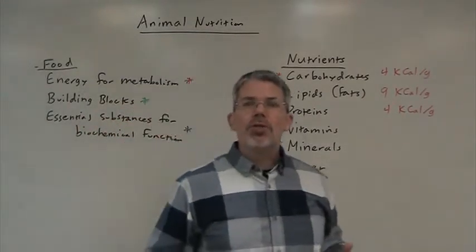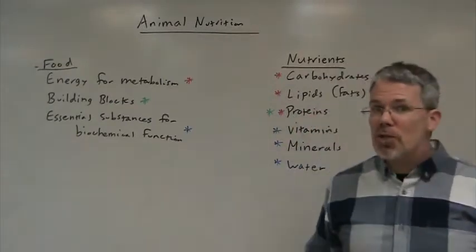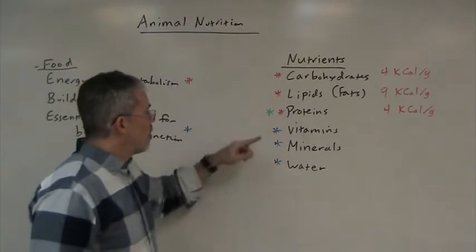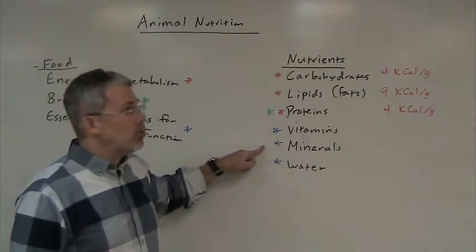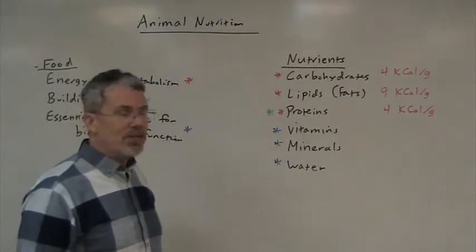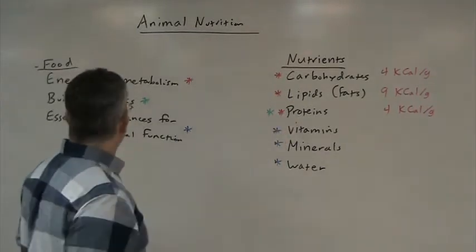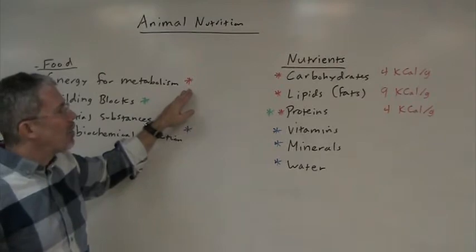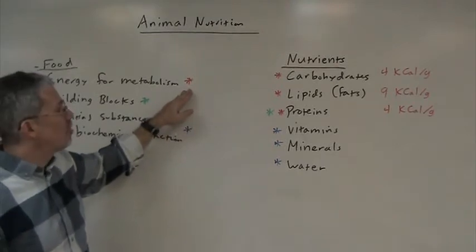A macronutrient is something you need in relatively large amounts, and a micronutrient is something you need in relatively tiny amounts. The vitamins and the minerals are known as micronutrients, and the rest are known as macronutrients. Now, matching this with this. Energy for metabolism, that's calories, right? Or kilocalories. The metric kilocalorie is the same thing as the food label calorie.